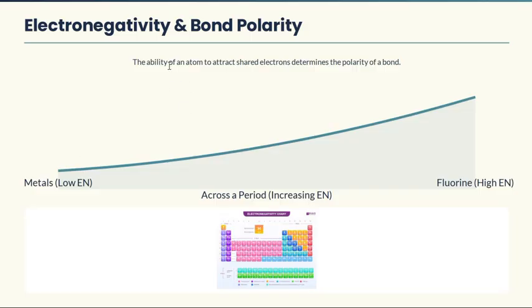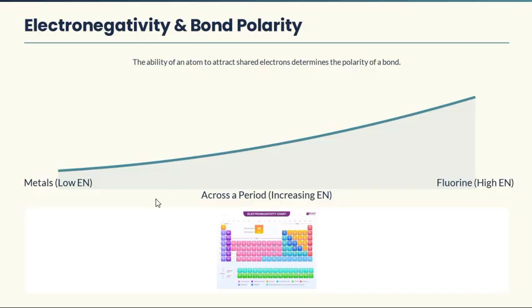Anyways, here's the table, and this shows the ability of an atom to attract shared electrons, and this determines the polarity of the bond. As you can see, it's like an almost exponential curve, but very slowly. And yeah, so that's a very basic video about chemical bonding.